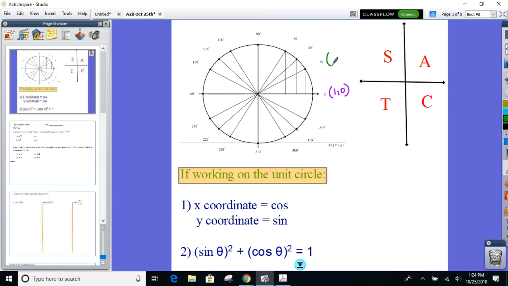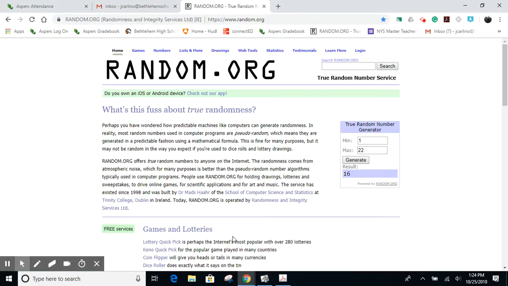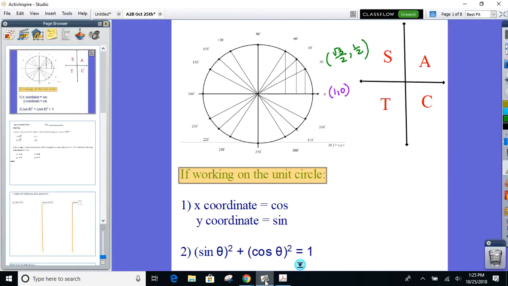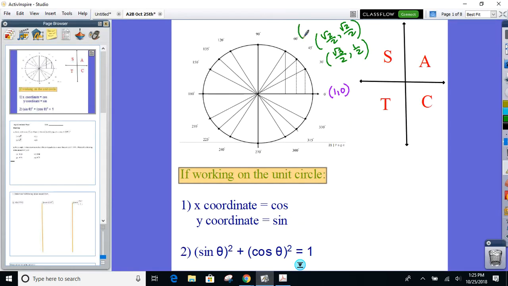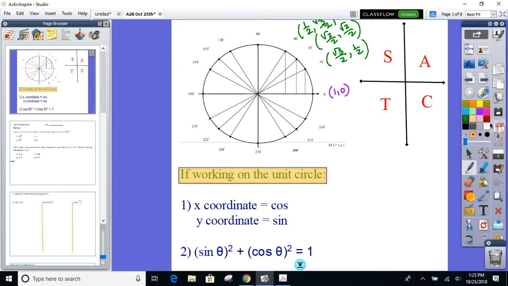No, you don't need to look at your packet. You don't need it. 45. 60. Guys are on point today. Let's keep going. Let's go to 90. Let's hit up 90 now.